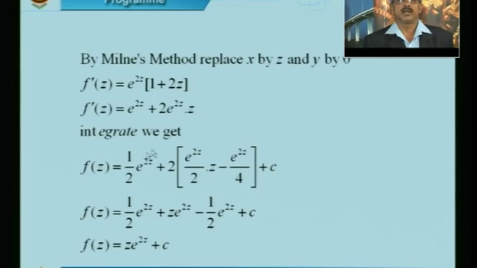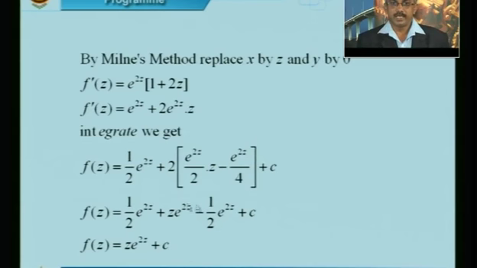Integrate this one. Now integration, we get 1 by 2 into e power 2z plus 2 into, using the property for z into e power 2z, z times the integral of e power 2z, which is e power 2z by 2, minus the integral of the derivative of z, which is 1, times the integral of e power 2z by 2, which is e power 2z by 4, plus c. So, after simplification I get z into e power 2z plus c.